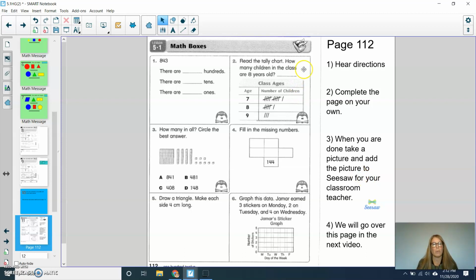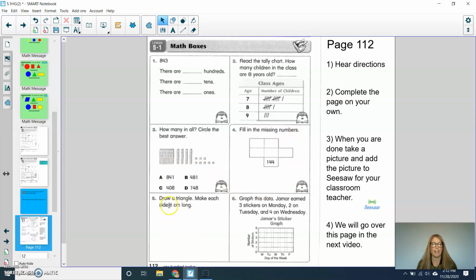So for question number 1, there are how many hundreds, how many tens, and how many ones in this top number? For question 2, read the tally chart. How many children in the class are 8 years old? For question 3, how many in all? So counting your base 10 blocks and circling your answer. For question 4, fill in the missing numbers on our number grid.